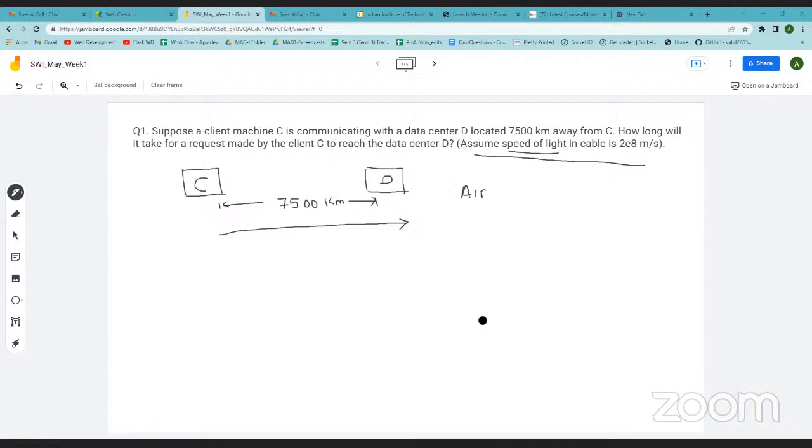So this is very straightforward. Nothing is given, no information about the medium is given. That means we need to understand that the medium is air. That is something that I wanted to tell you from this question.